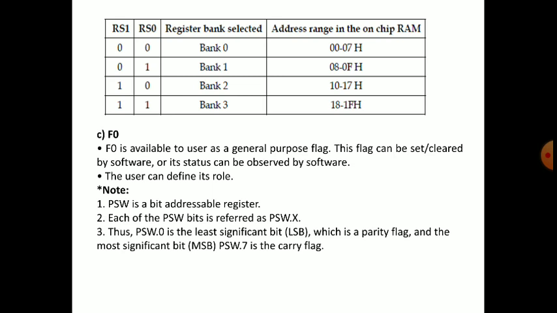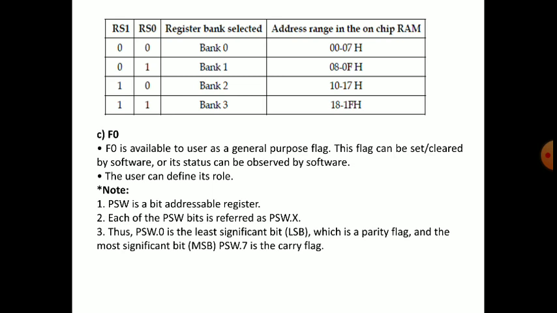Next we can move on to the user-defined bit, that is the F0 general purpose flag. F0 is available to the user as a general purpose flag. This flag can be set or cleared by software, or its status can be observed by software. The user can define its role. You people can also define how it will function.